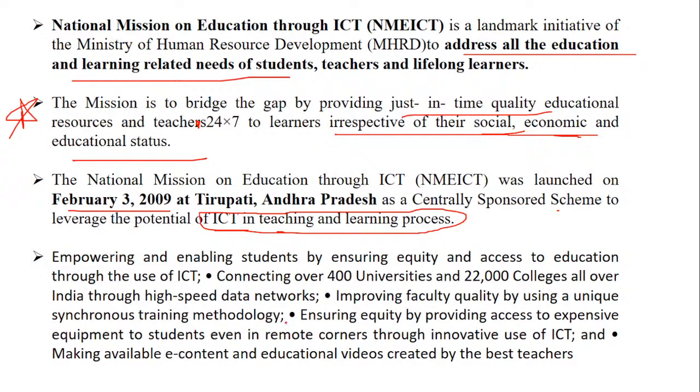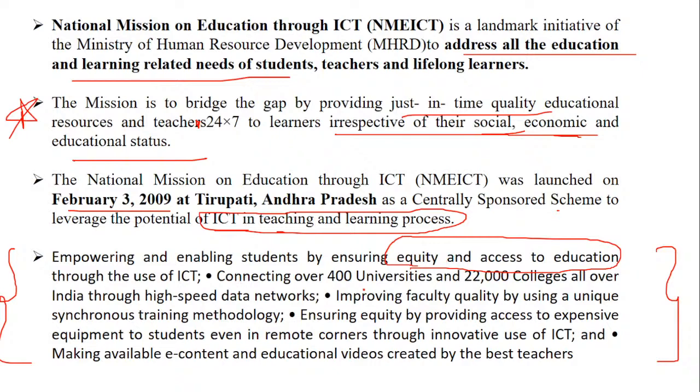Now this paragraph talks about its objectives and functions, so we have to read it properly. Empowering and enabling students by ensuring equity and access. If you see, equity and access to education is even one of the objectives of higher education. So the same thing is followed over here. Equity, that is equality and accessibility for all, is a default objective of higher education, which is followed with the help of the National Mission on Education through ICT. So that is one of their objectives.